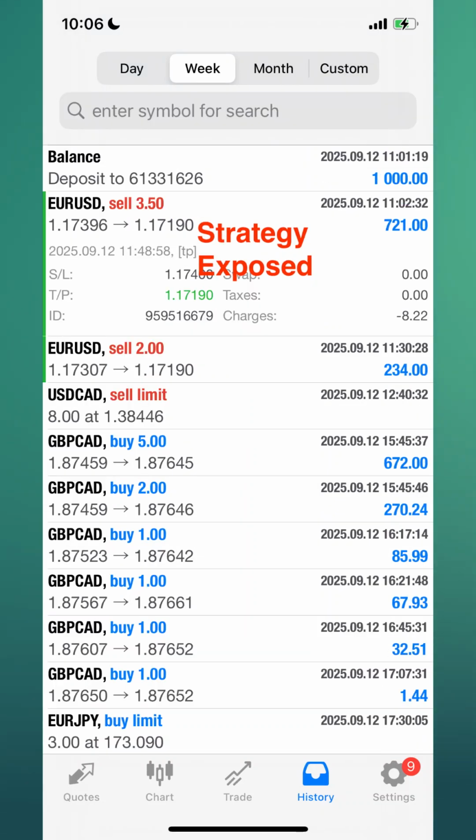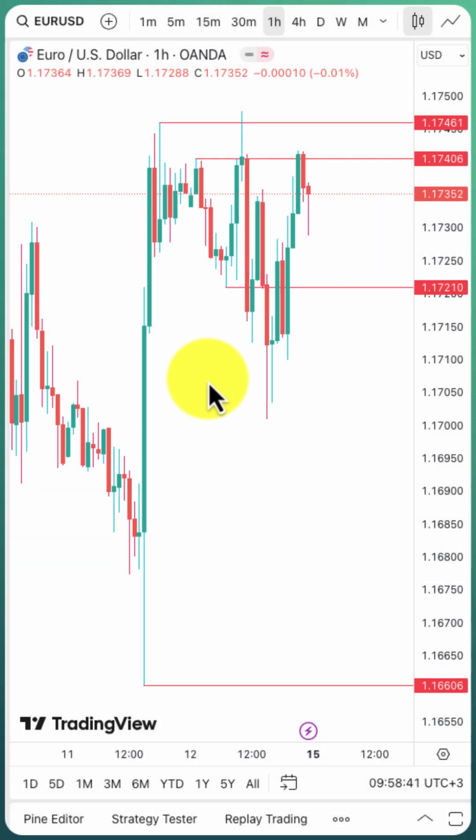Here's a breakdown of the trading strategy I use. So for the Euro USD trade, which I took first thing in the morning, here's what happened. I waited for this 1 hour candle, which was, as you can see, a rejection candle.